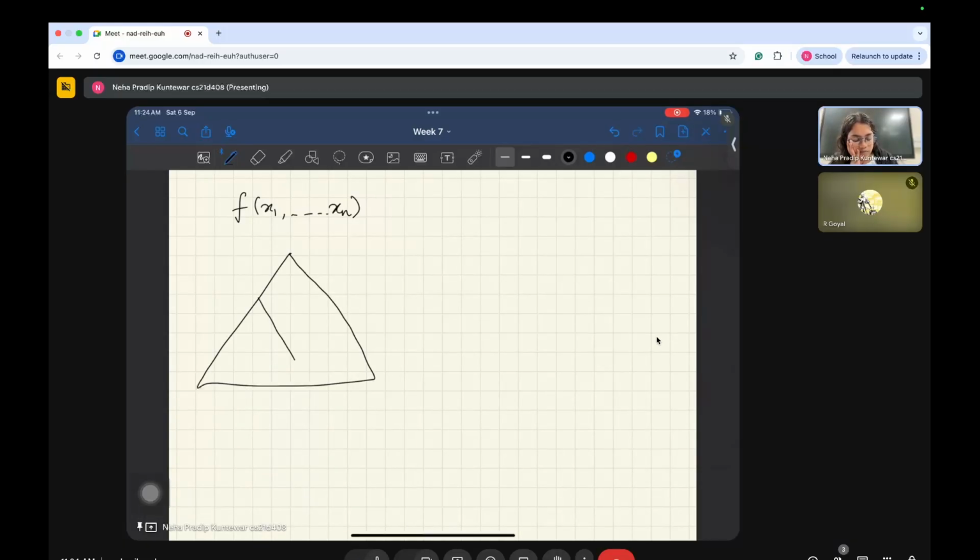Think of it as computing some sub function g on x1 to xn minus 1, and we will assume that the statement is true for g. That means g is a monotone function, so there is a monotone circuit for it. It can be computed just by using AND, OR and negation gates. This is something we will assume.